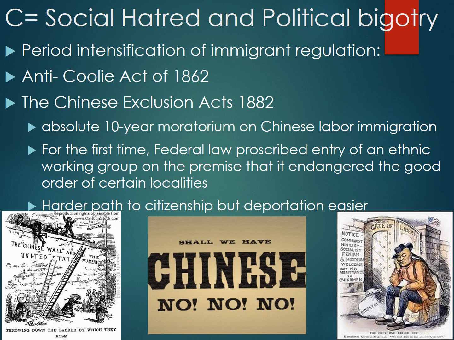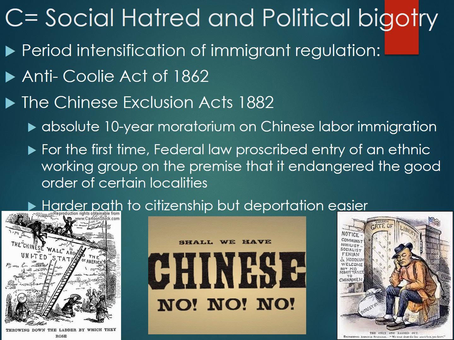And then finally, C, looking at the negative results here, you've got social hatred and political bigotry. This is a period of really intensified reaction towards immigrant regulation. So a number of things to write down. Number one, 1862, the Anti-Coolie Act, acts designed to curb the influence and the flow of the Chinese into America, and the use of the coolie system in general. 1882, 20 years later or so, you have the Chinese Exclusion Acts, which put an absolute 10-year moratorium on Chinese labor immigration. No Chinese immigrants could come in for those 10 years.